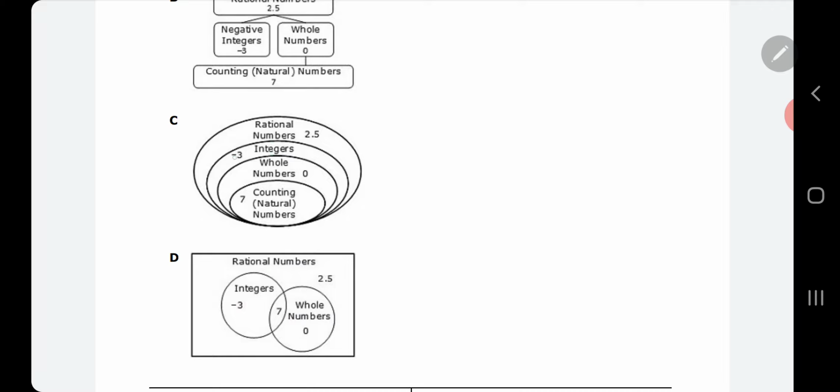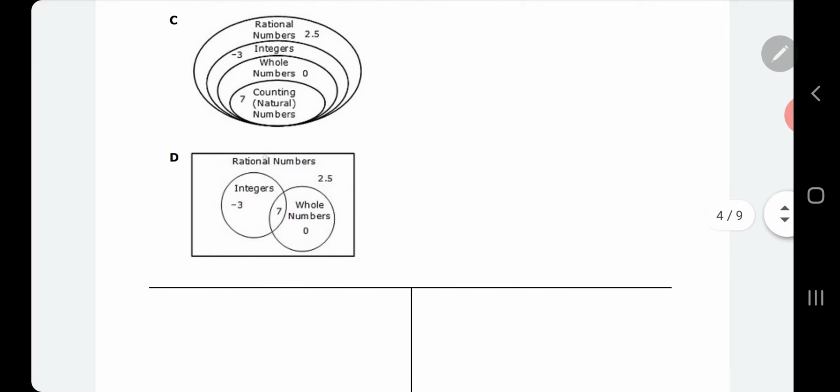And we got the number -3, and -3 is an integer. And lastly, the biggest circle, of course, the rational numbers. And the rational numbers has 2.5, and 2.5 is only a rational number. So that is correct as well.